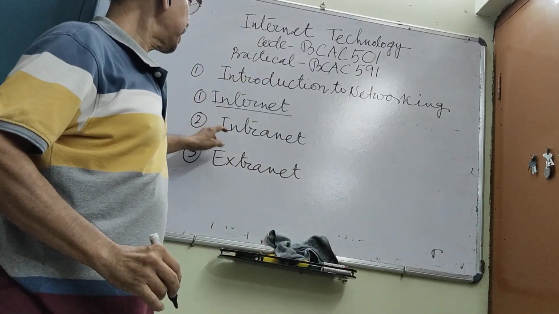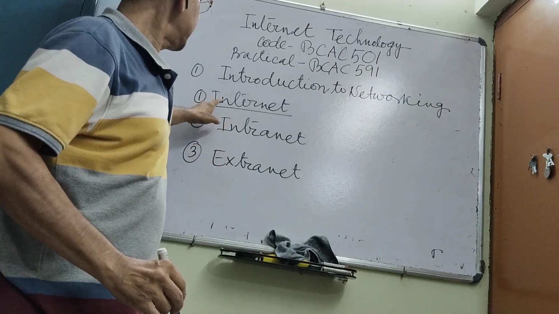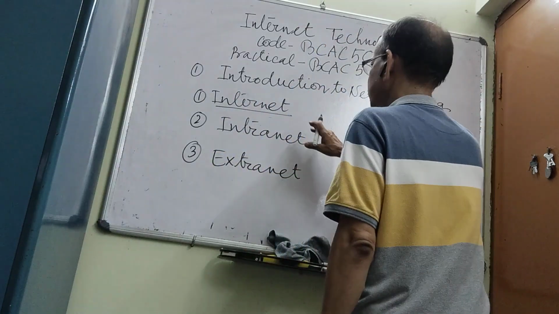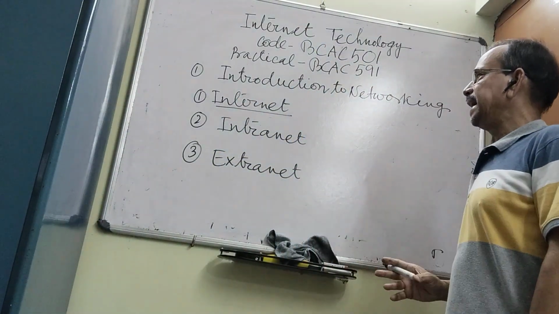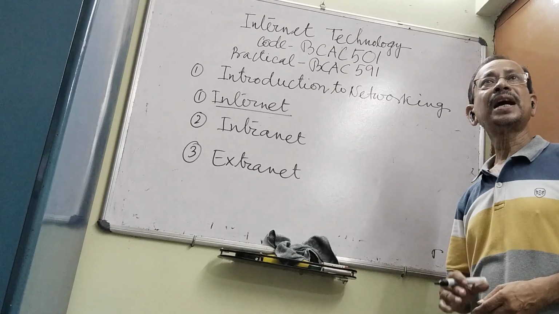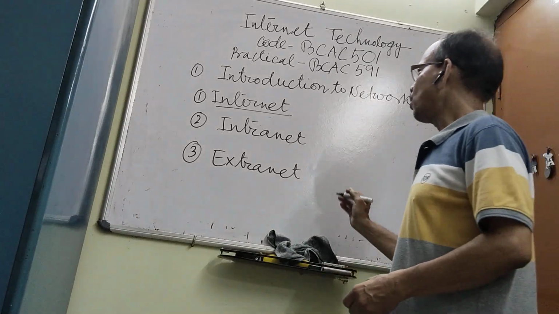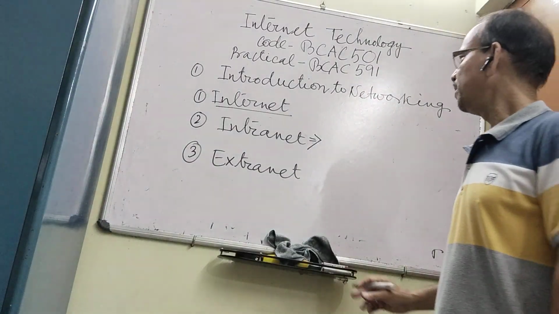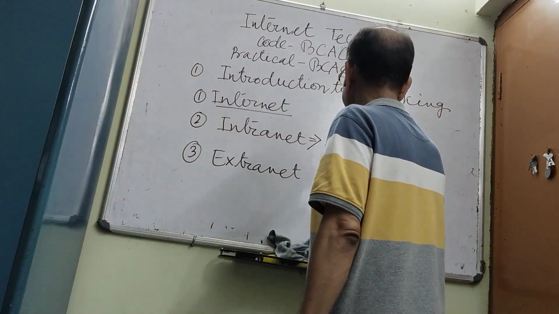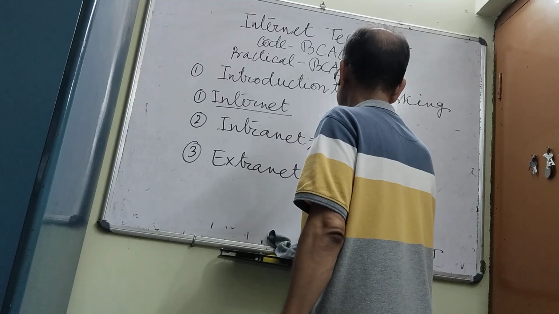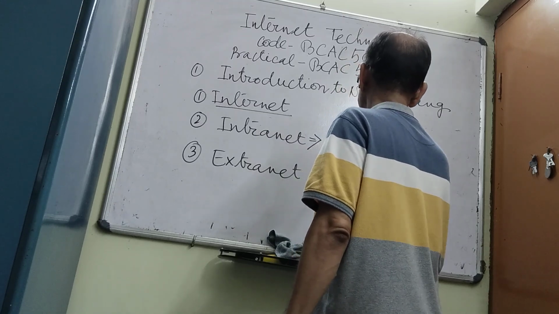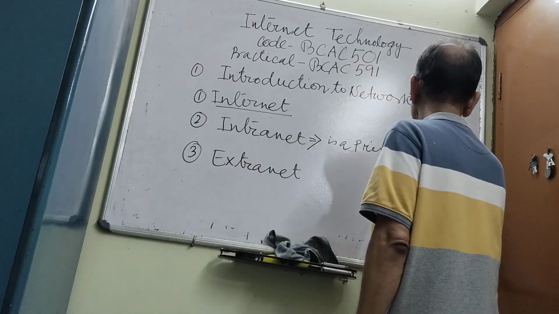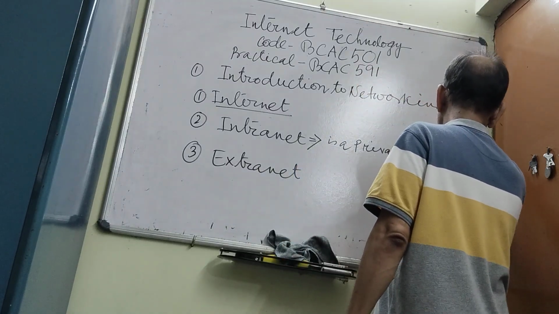So internet, intranet, and extranet. The terms are similar, but access and purpose are different. For example, first, intranet. What is intranet? The internet is a public network. The intranet is a private, not public, network.